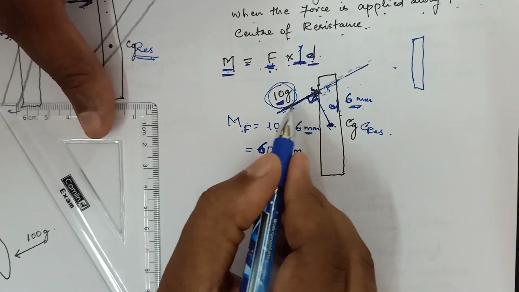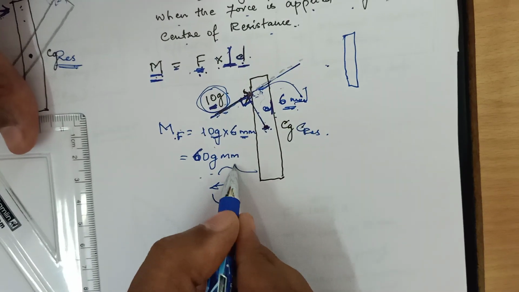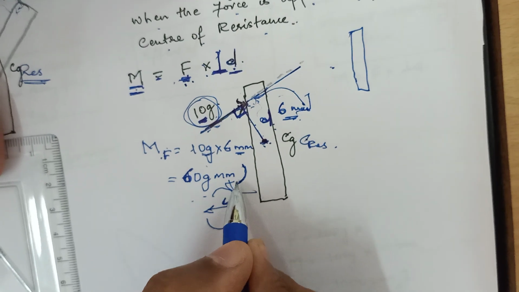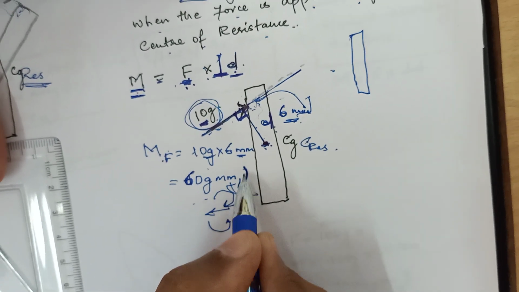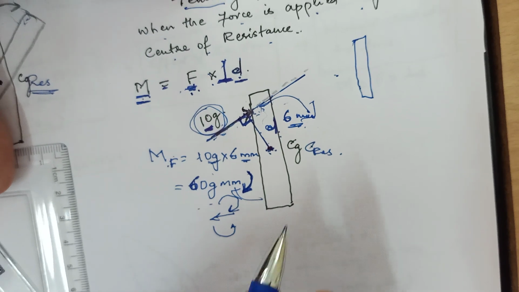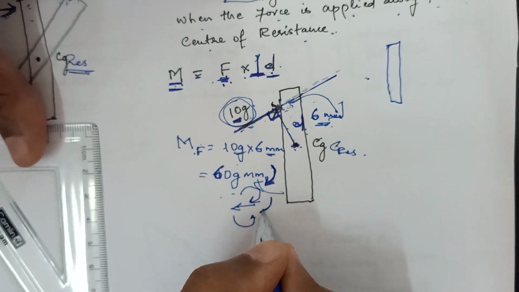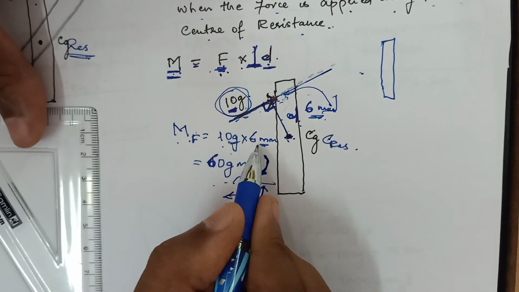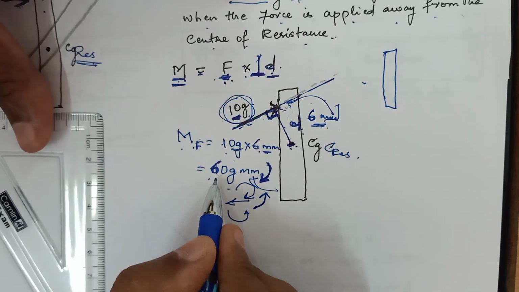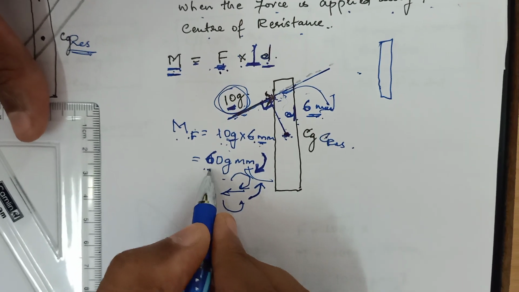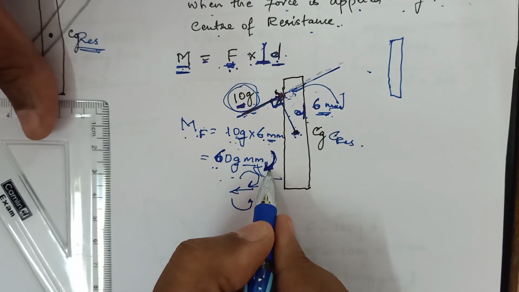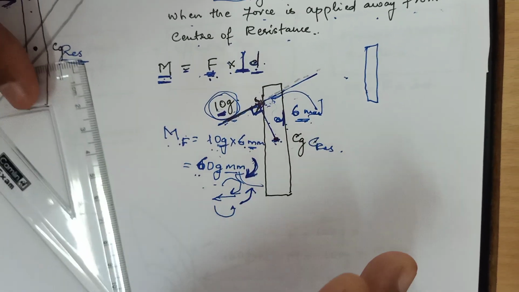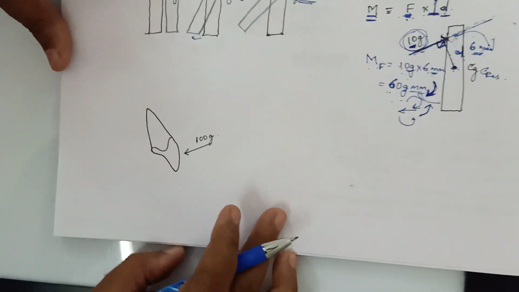If you see this diagram, you can see this object will rotate in a clockwise direction. So I am going to draw an arrow mark like this. See, it's a curved arrow mark, which indicates clockwise. If it was anti-clockwise, I would have drawn an arrow mark like this. So basically the moment is equal to force into the perpendicular distance, in this case 10 into 6, that is 60 gram millimeter clockwise, the moment created by this force on this body. Clear? Just repeat the example.